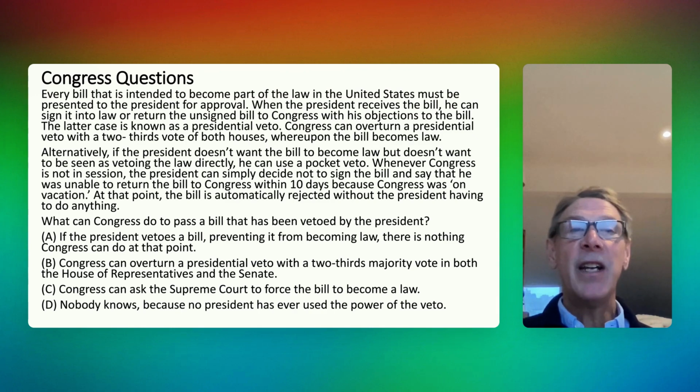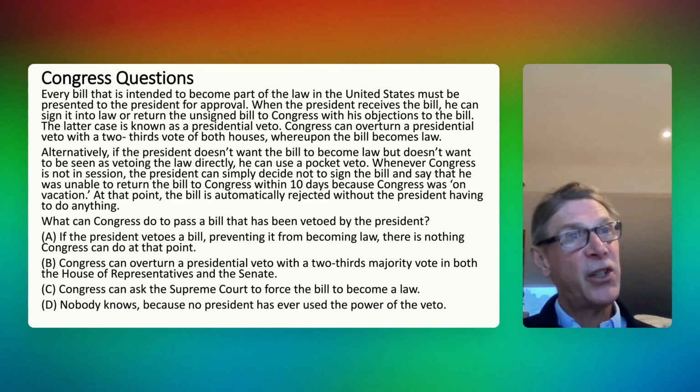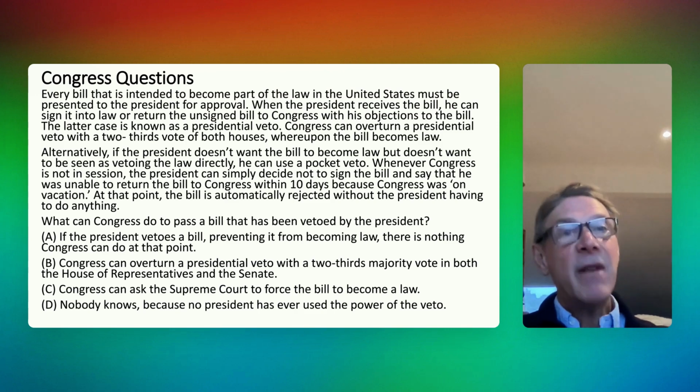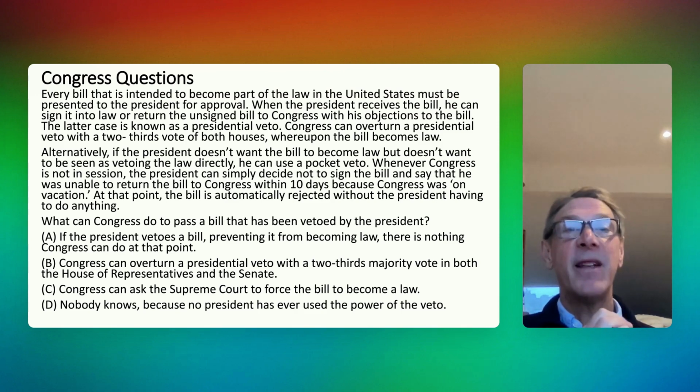Congress can overturn a presidential veto with a 2/3 vote of both houses, whereupon the bill becomes law. So if Congress, which is the Senate and the House of Representatives together, have an idea for a new law, they give it to the president, and the president says, I don't like that idea, and he gives it back to them. If both the House of Representatives and the Senate, by a 2/3 majority, say they want this bill to become law, then the president's veto power is removed, and it does become law.